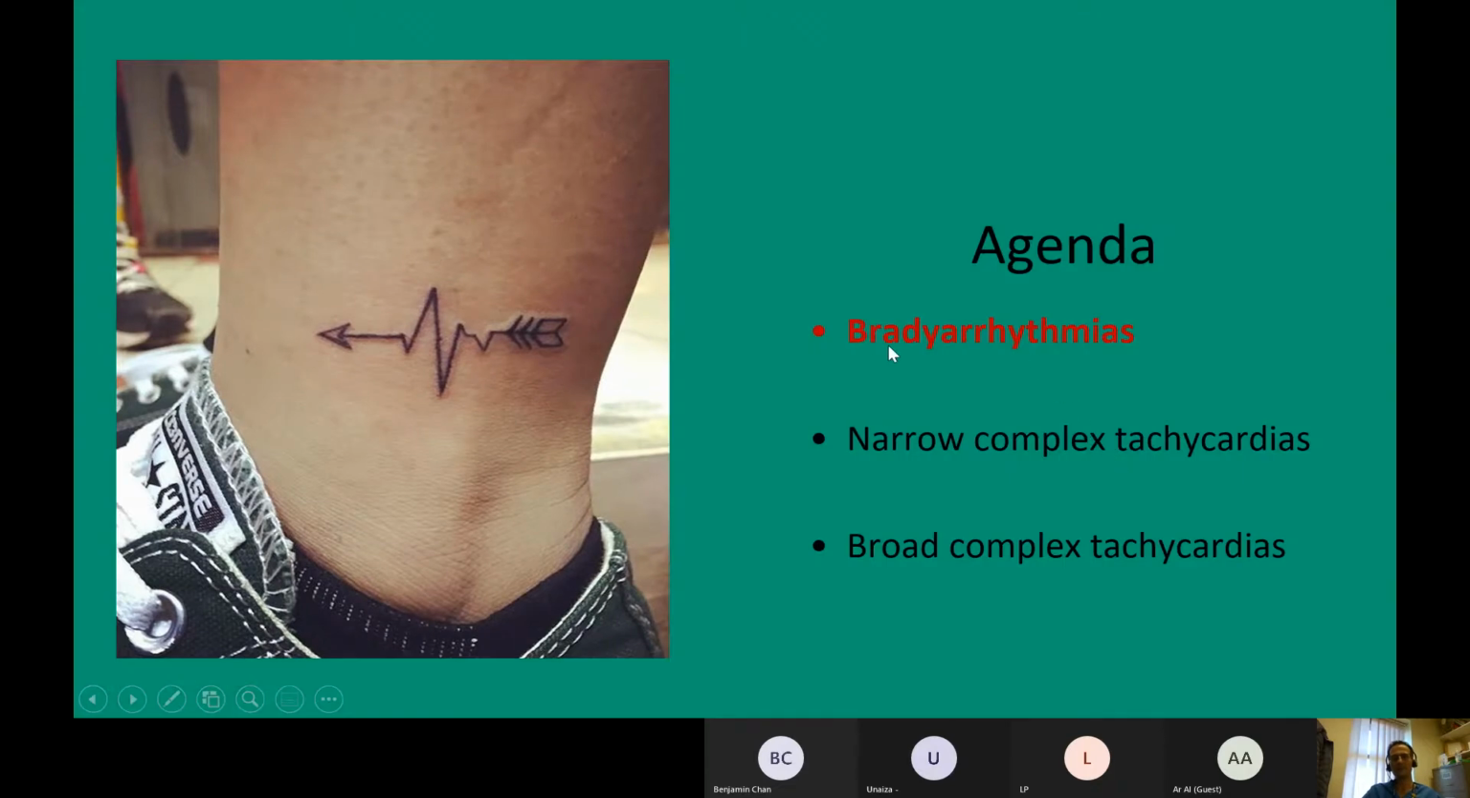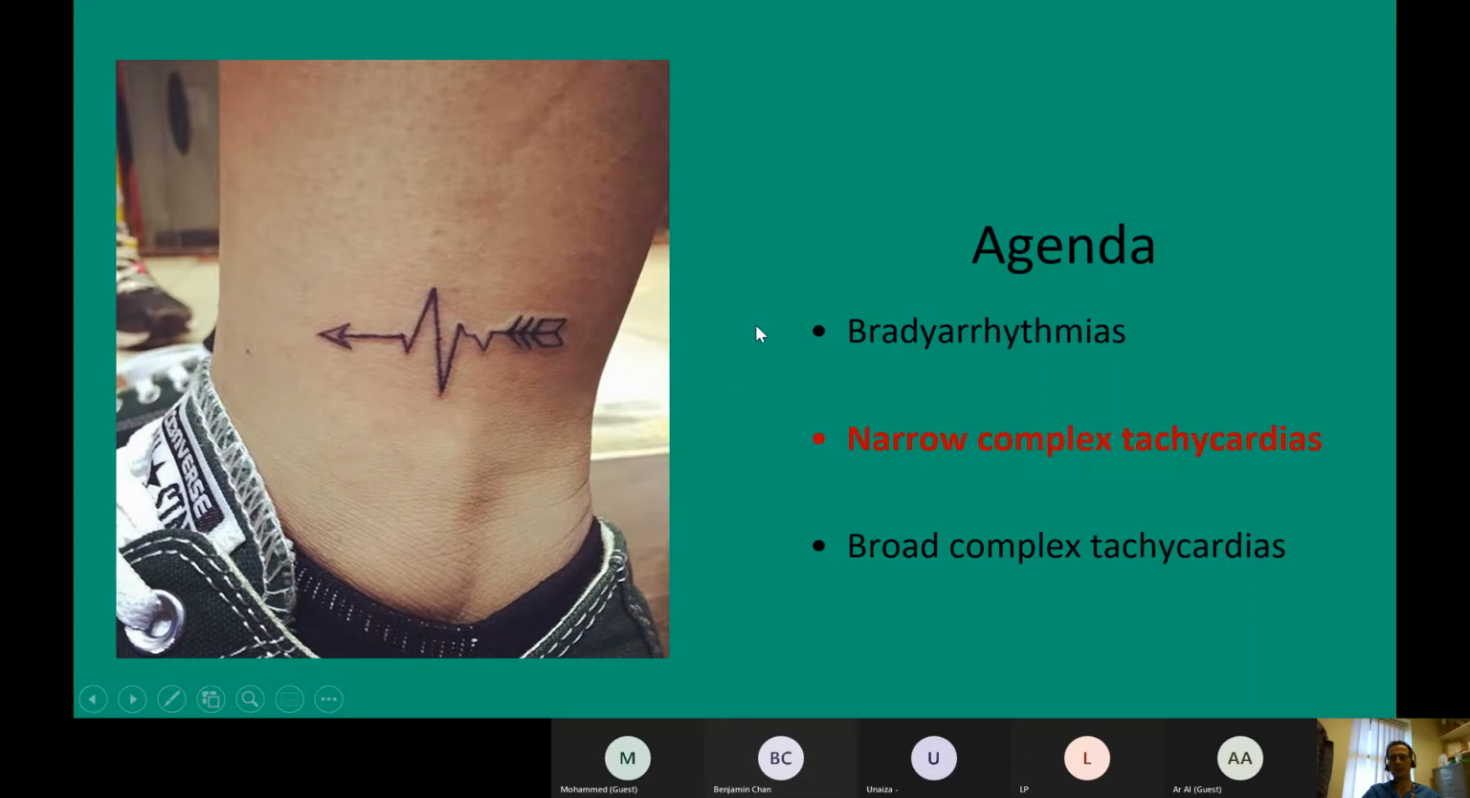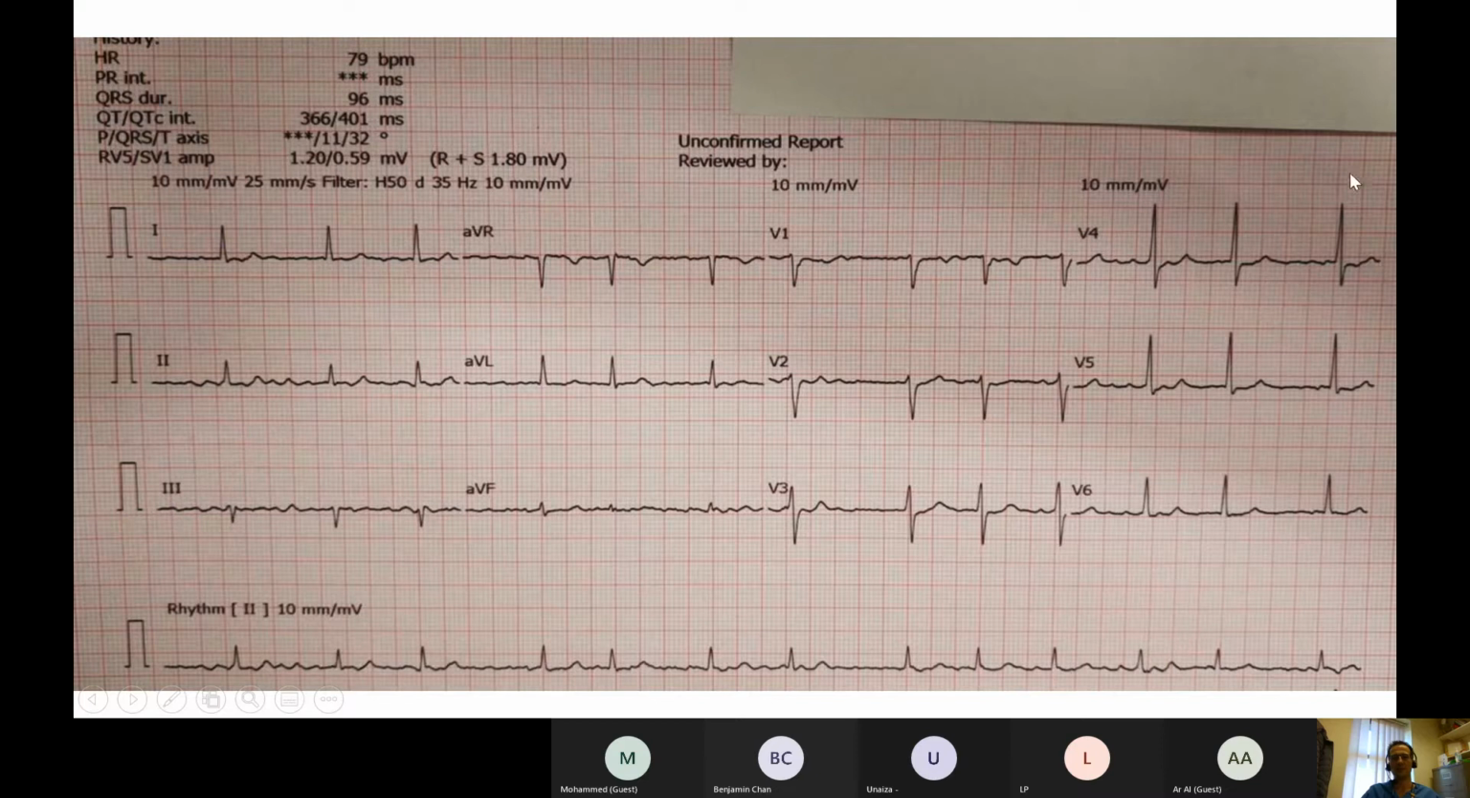So as I say, if you're interested in bradyarrhythmias, there is a talk available on the YouTube channel, so please look there for bradyarrhythmias. So I'm going to concentrate on narrow complex tachycardias and broad complex tachycardias today, and we'll start off with the narrow complex ones and work our way forwards. So please use the chat to give me some answers for what you think of the ECGs, and we'll get straight on in with this one.